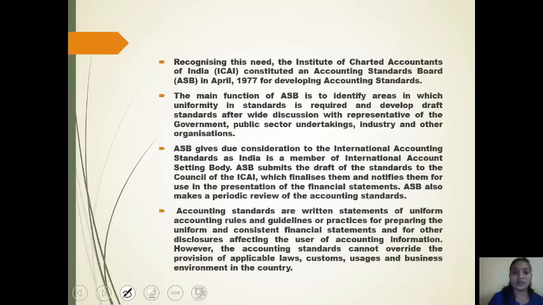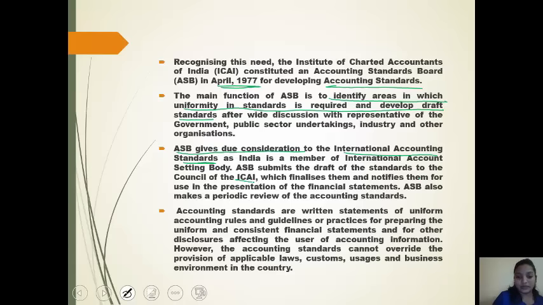Now, recognizing this need, the ICAI constituted an Accounting Standards Board in April 1977 for developing accounting standards. The main function of ASB is to identify areas in which uniformity in standards is required and develop draft standards after wide discussion with representatives of government, public sector, etc. Now, ASB gives due consideration to the international accounting standards. As India is a member of the International Accounting Standards Board, ASB submits the draft of the standards to the Council of the ICAI.